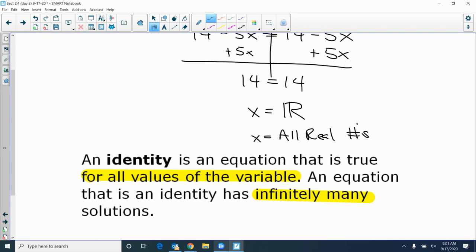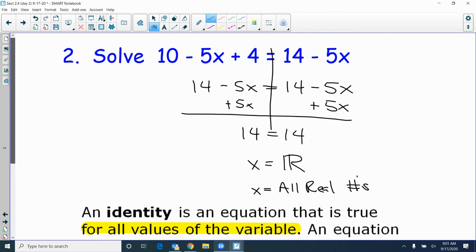All right. So understand, I guarantee you there will be problems like this on the test. You'll have a problem where your answer is all real numbers. You'll have a problem where your answer is no solution. So at least one of the two. You've got to know the difference. It's like 3 points. If it's true, 14 equals 14, 5 equals 5, whatever, all real numbers.